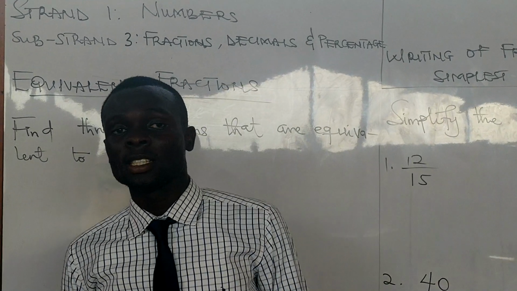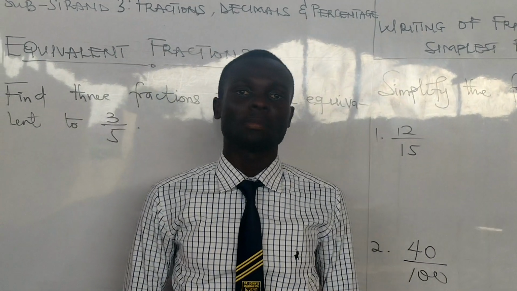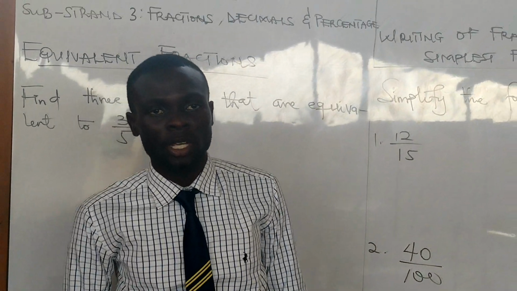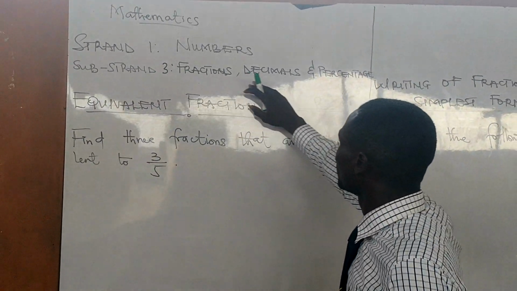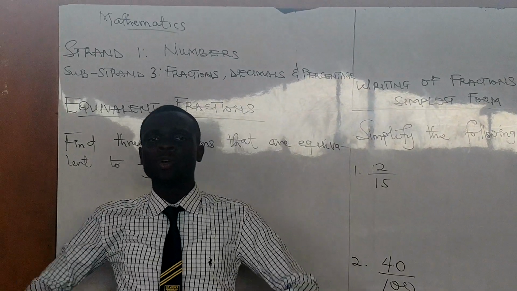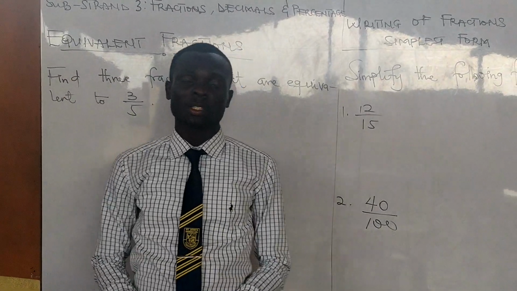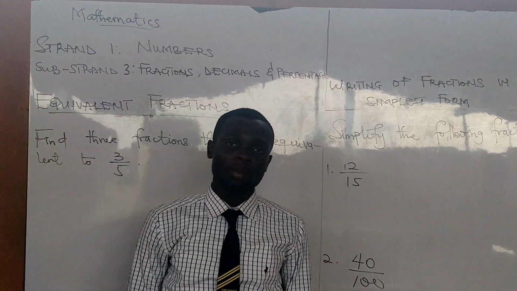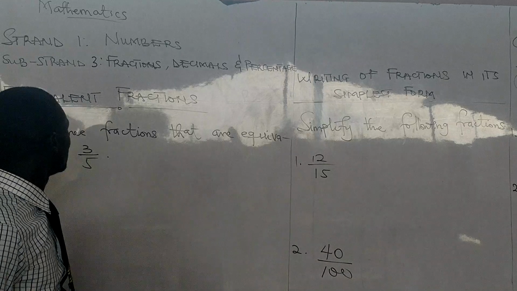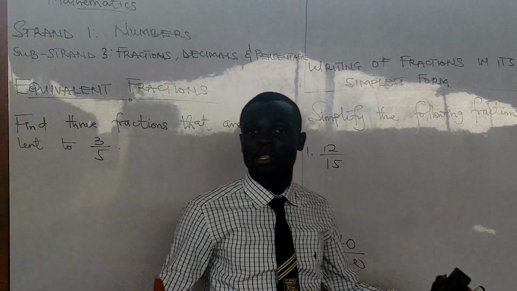Today, we want to start with a new strand, which is Strand 1, Numbers, and Substrand 3. We want to start with fractions, decimals, and percentages. But we want to recall our minds on things we were taught back in Basic 6. We want to recall certain things. So we want to start with equivalent fractions.